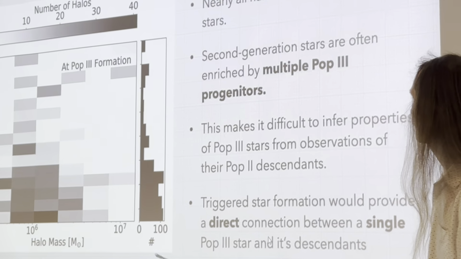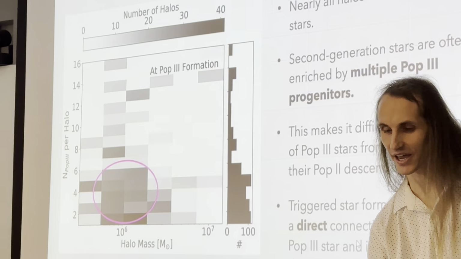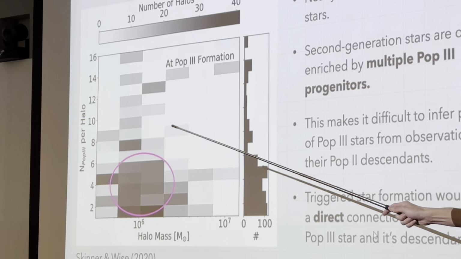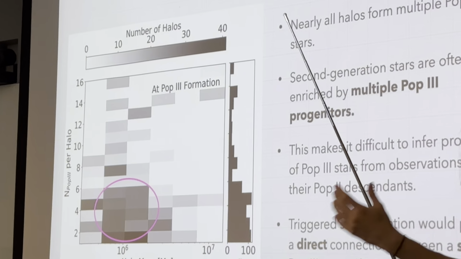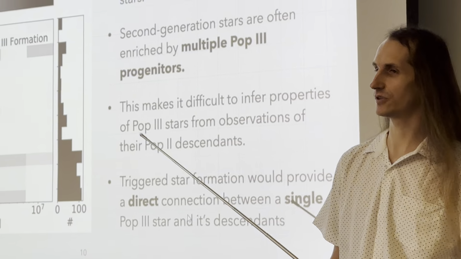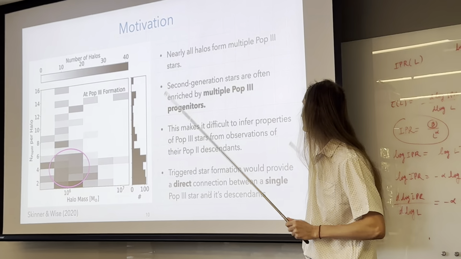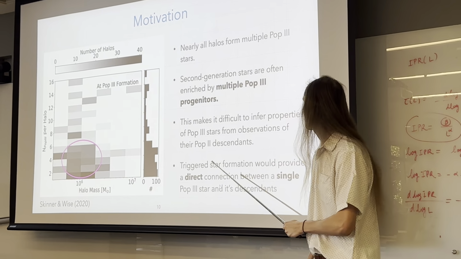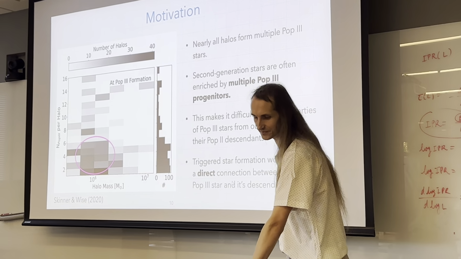So in 2020, a paper by Daniel Skinner, who's online, and John Wise, they showed that nearly all halos form multiple POP3 stars at once, which means there's this degeneracy of how many POP3 stars are enriching the future generation. And this makes it difficult to infer the properties of the POP3 stars based on the POP2 stars. Now, triggered star formation could be interesting because this could provide a direct connection between just a single POP3 star and its metal poor descendants.